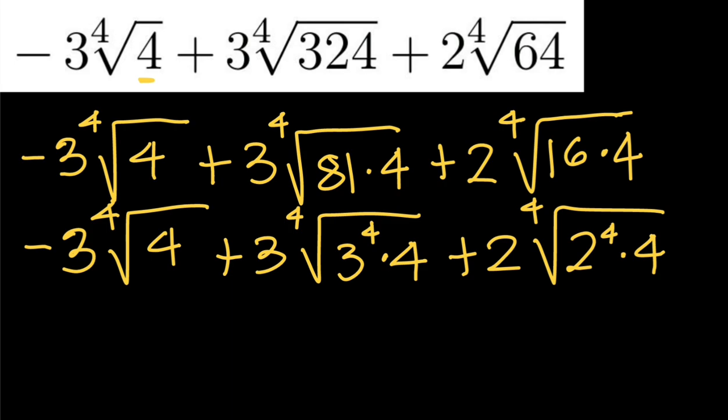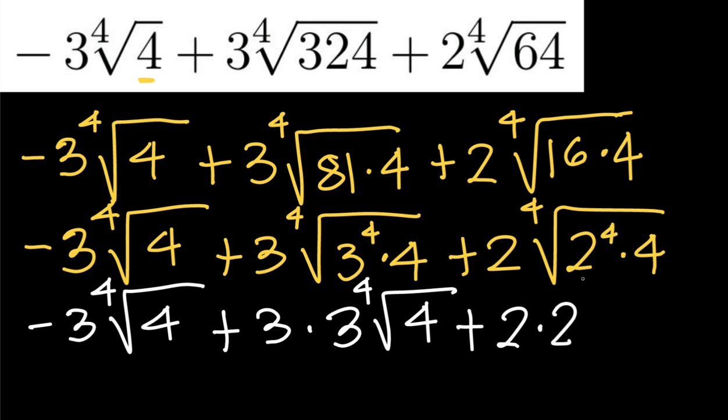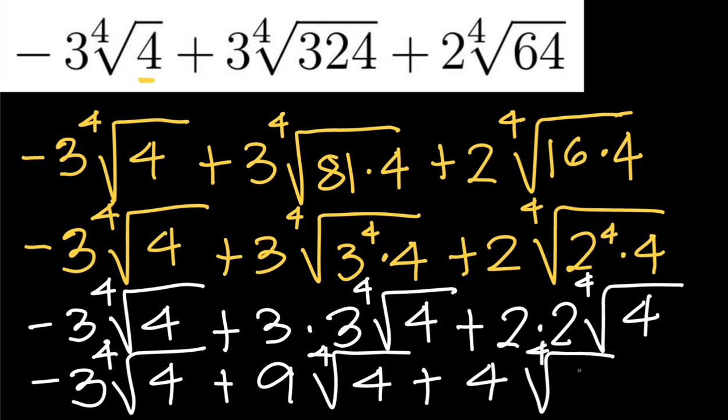Now we can evaluate the radicals. So this is negative 3 fourth root of 4 plus 3 times 3, because fourth root of 3 to the fourth is 3, fourth root of 4 plus 2 times 2, since fourth root of 2 to the 4 is 2, then fourth root of 4. Then we simplify. This is negative 3 fourth root of 4 plus 9 fourth root of 4 plus 4 fourth root of 4.